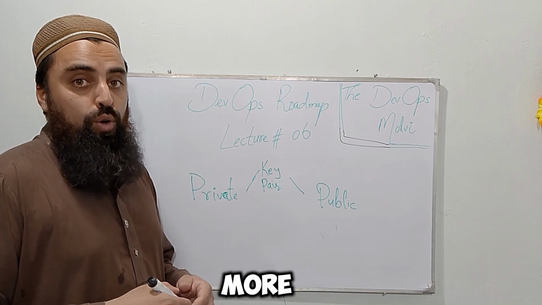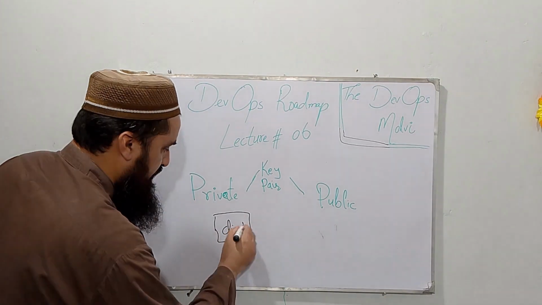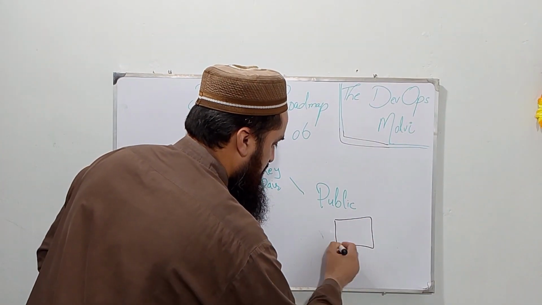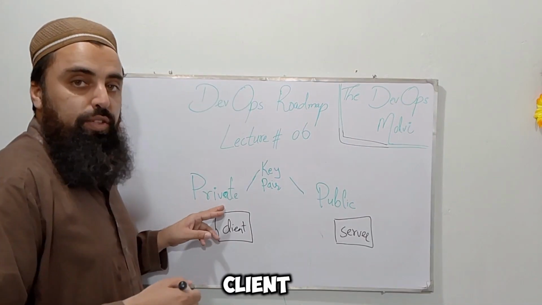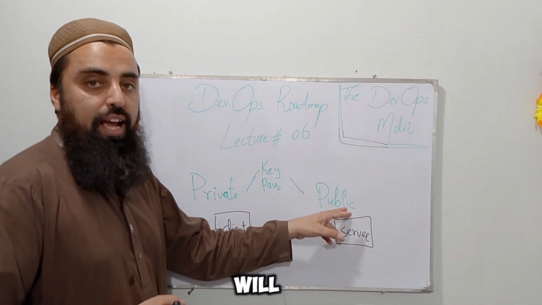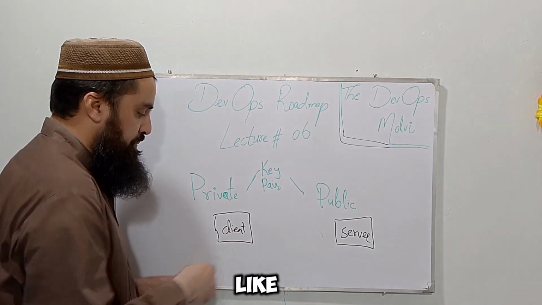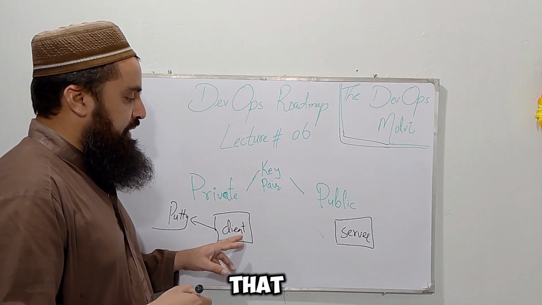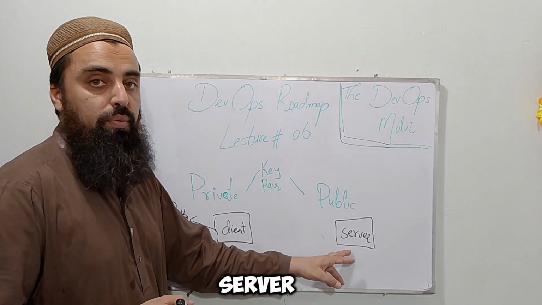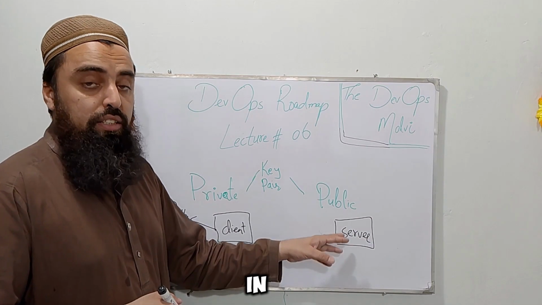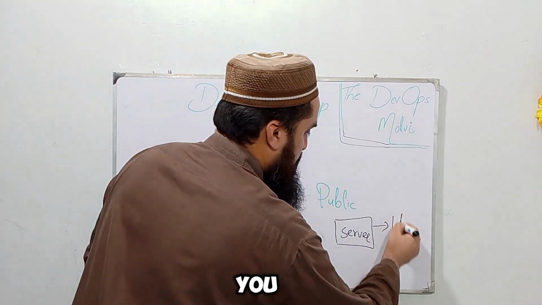Now let's dig into it more. This is my client and this is my server. The client will have the private key, the server will have the public key. So I will use my private key on my client like PuttyGen, and that private key will communicate with the public key on the server. That public key is normally located in the authorized keys folder. I will show you. And this is our Ubuntu machine.